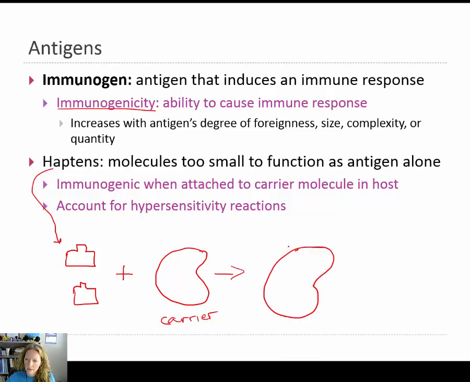Oh, didn't like me doing that one right there. Here it is attached to the carrier. This one, nope, didn't want me to do. There it goes. I don't know why it doesn't like me doing some shapes and sizes.